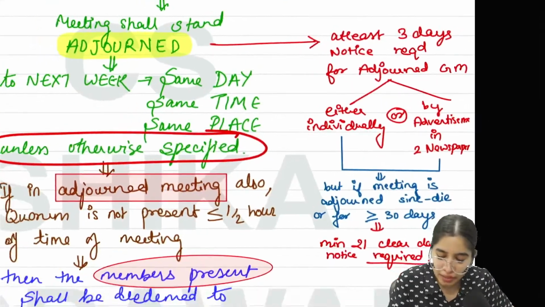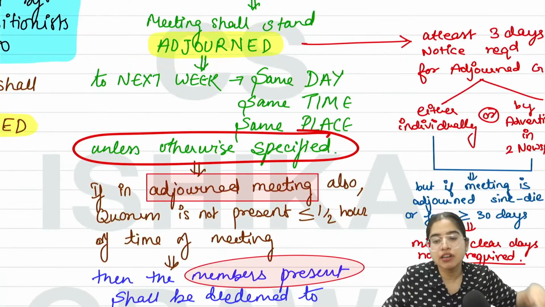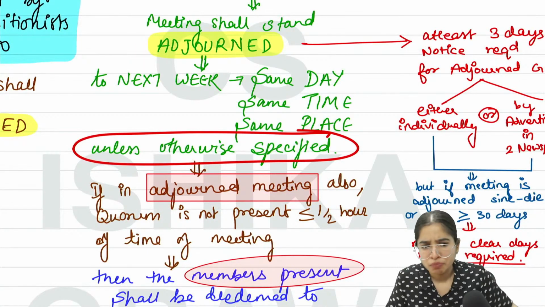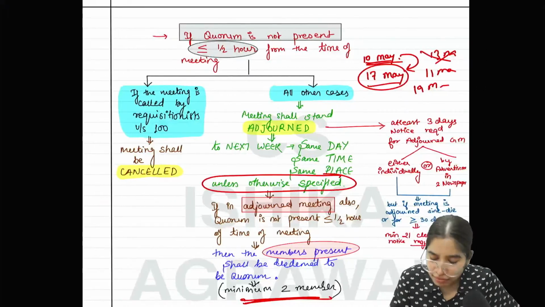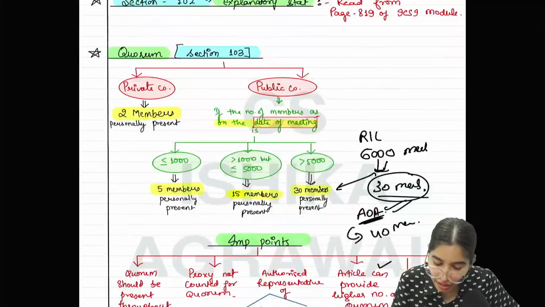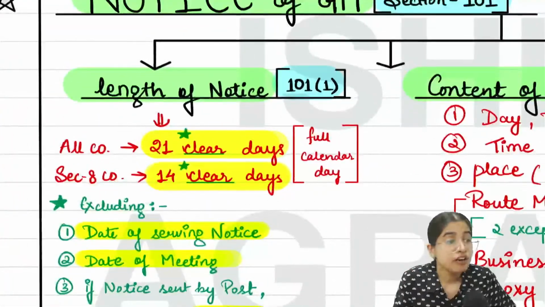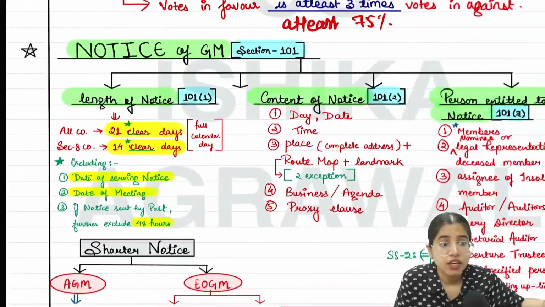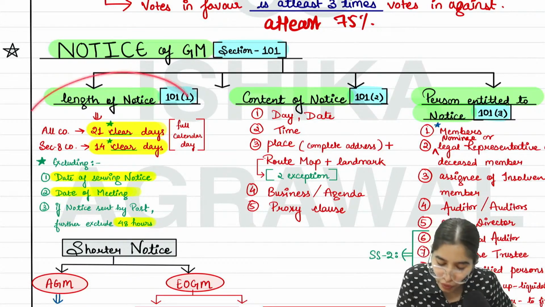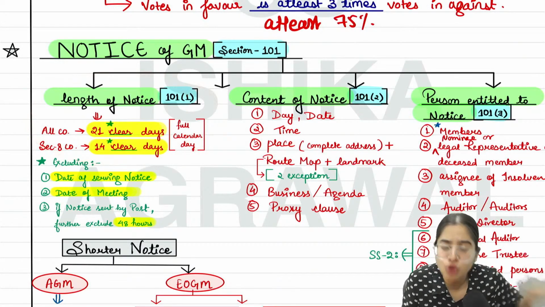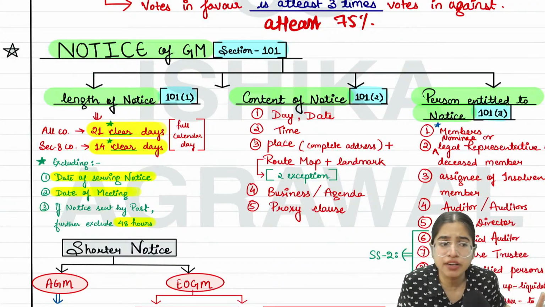Now there's one point in case a meeting is adjourned. Whenever a meeting gets adjourned, do you need to give again 21 days notice? The answer is no. Why? Because here we studied that whenever you call a meeting, you have to give invitation, bro, come to my meeting. So you have to give at least 21 days notice, 21 days invitation.